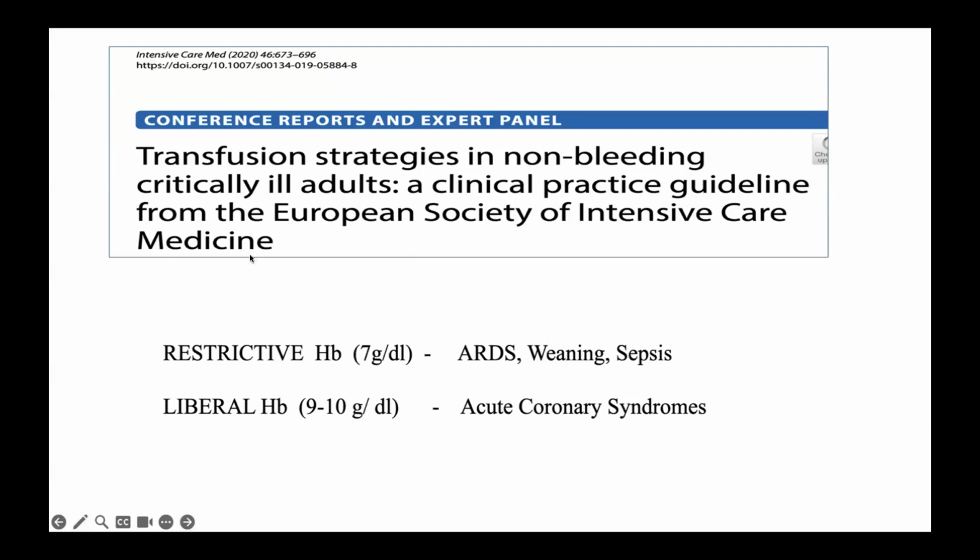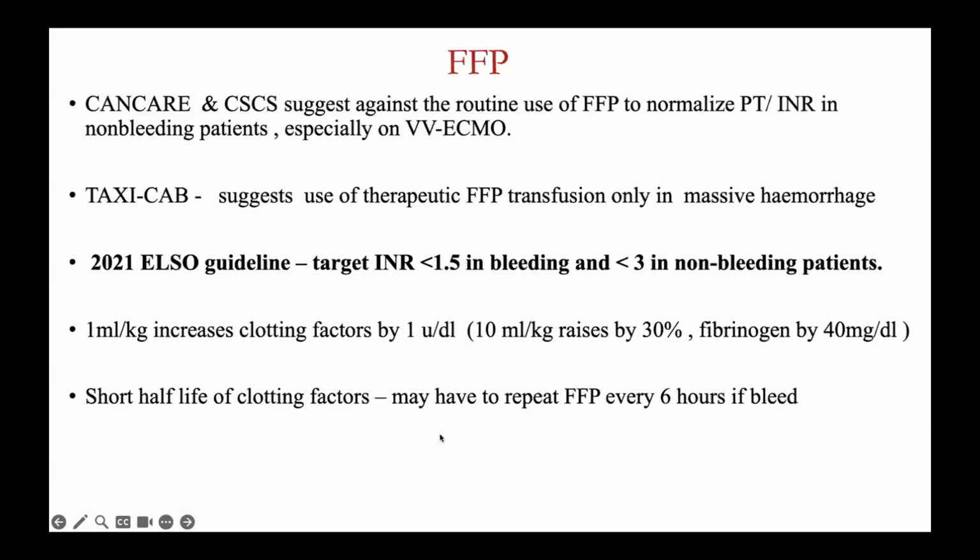So this is the European Society of Intensive Care Medicine: on ECMO, one can still have good results with a restrictive hemoglobin target, especially even with ARDS, during weaning, even with sepsis or septic shock patients. And in acute coronary syndromes, you would target a liberal hemoglobin. So when I mean liberal, it's still not above 12. It's around 9 to 10 grams per deciliter.